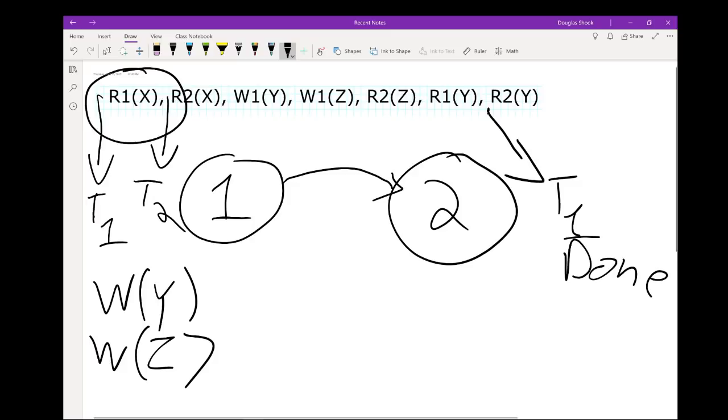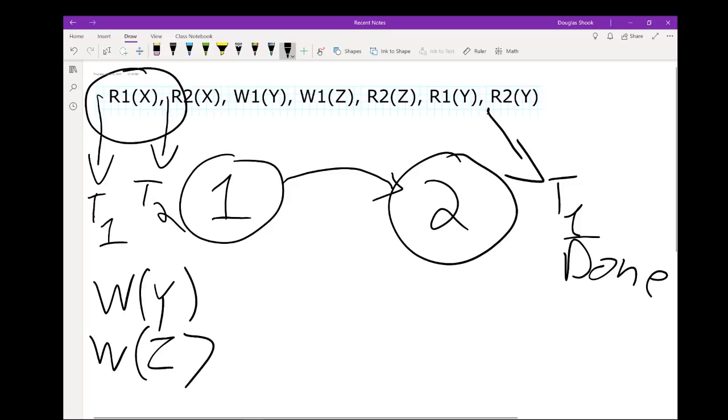I think what's interesting to note, though, is that I can have a different schedule than this. I could rewrite this schedule, just reorder the operations, and it would still potentially have this same conflict graph, but not have deadlock. That is entirely possible. In fact, that's what we want to happen in our cases: we want to create a schedule that is conflict serializable and does not have deadlock.